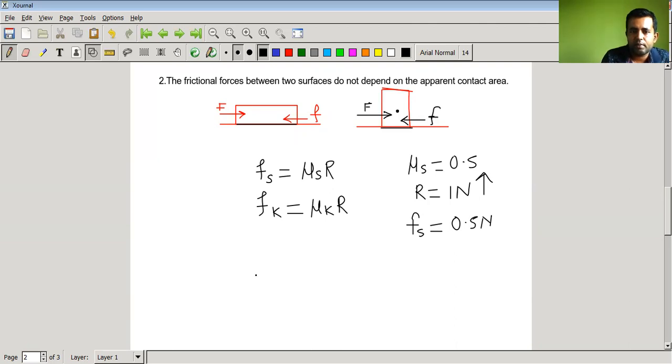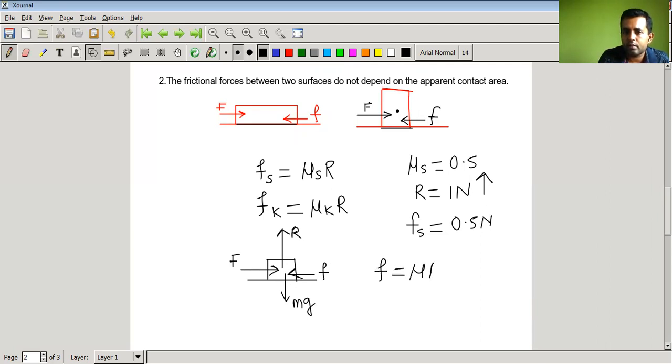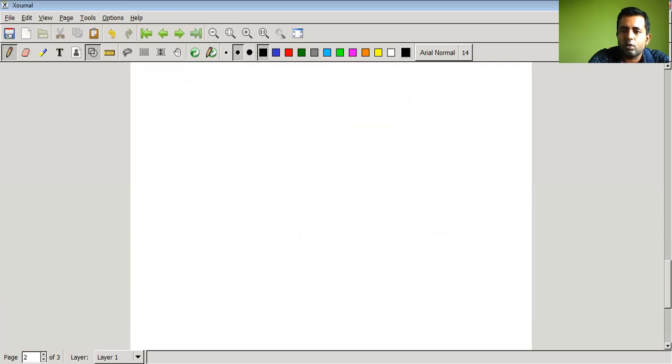Let us take the simplest example. So let us say there is a block here and you are applying a force here, and this block is not moving. So we all know that there will be friction in this direction, right? And how much will be that friction? There is a normal force R, and this will be mg. So if this block is at rest, then we know that friction will be equal to mu R, and R is nothing but mg, so friction will be mu mg, right? Fine.